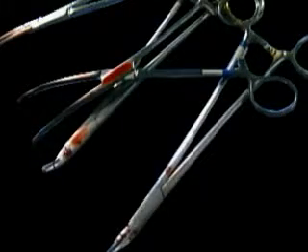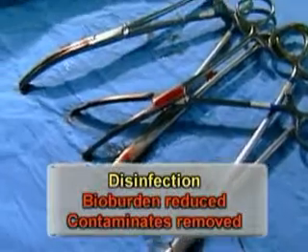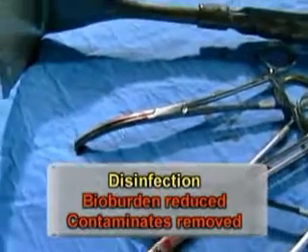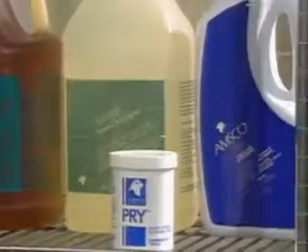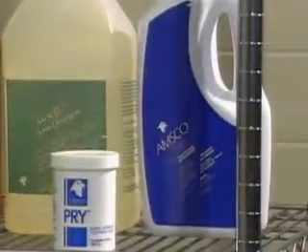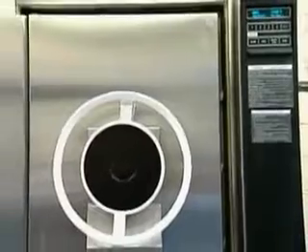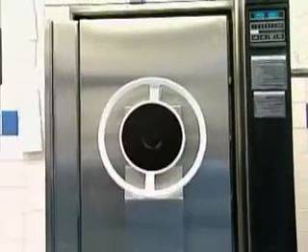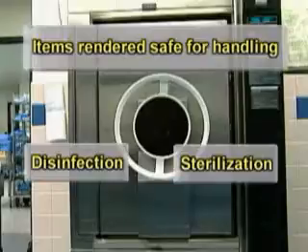Decontamination refers to a process in which the bioburden is reduced and contaminants are removed either by hand cleaning or mechanical methods. Specific solutions and equipment are used to remove the blood and debris from the surface of an object or instrument, making them safe to handle. Once rendered safe for handling through a decontamination process, patient care items usually undergo a process of either disinfection or sterilization.